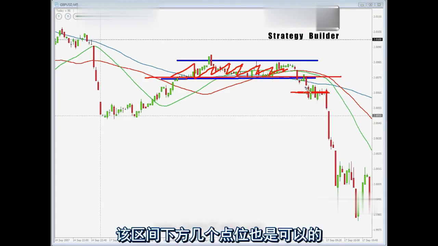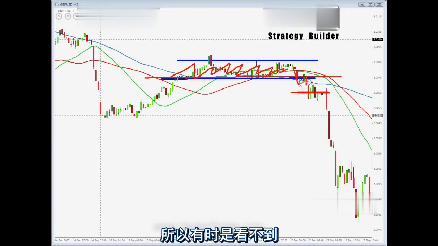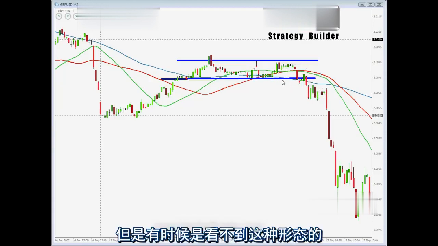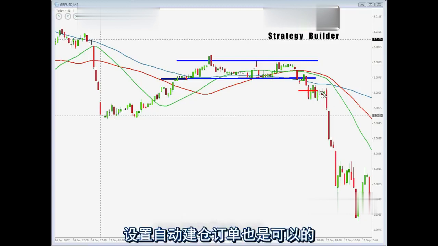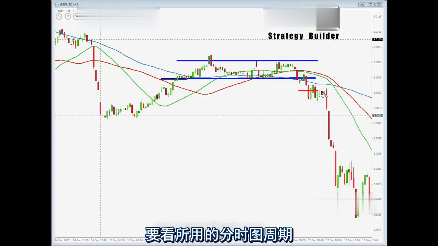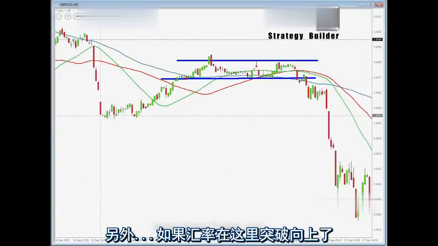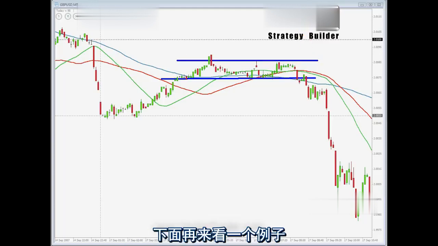Like I say, the ranges are so tight and so small that sometimes you don't quite get the breakout pullback continuation. In this case, we did get it, but sometimes in this type of setups, you don't get it, all right? So it's not such a bad idea to simply place a sell stop order a few pips, let's say 10 pips, below, depending on what time frame you're trading. Let me now show you another example. Of course, I didn't mention it, but if this area breaks to the upside, it's rather obvious that you don't want to be taking that breakout. All right, now let me show you another example.